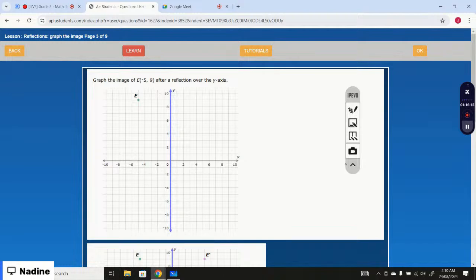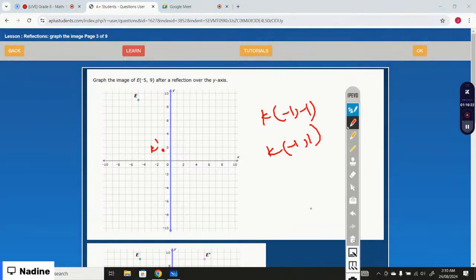Here is the point E. Graph the image of E (negative 5, 9) after a reflection over the y-axis. So you need to draw the reflection of point E over the y-axis. The point E is 5 units left of the y-axis, right?